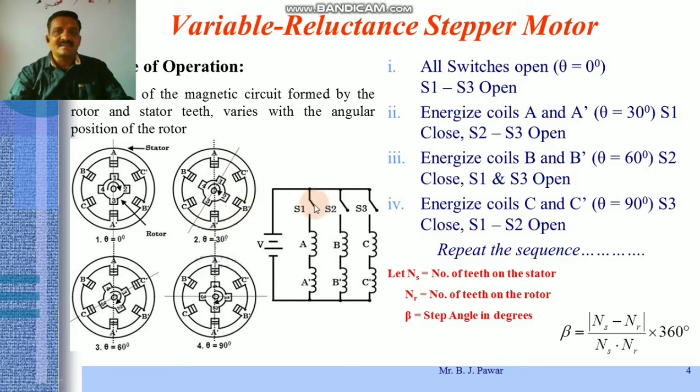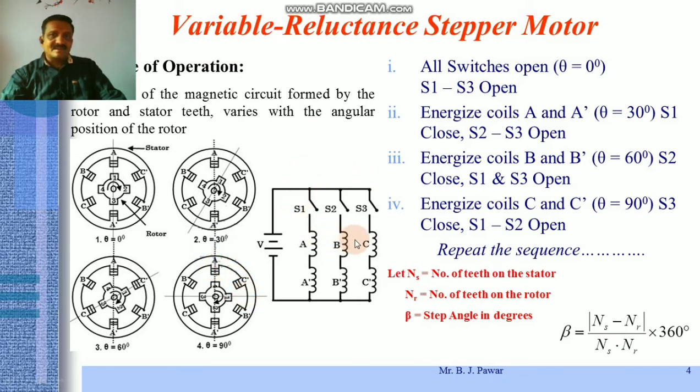Now in the next condition, keep S1 open and close S2. Next condition, that is S2 is closed, S1 and S3 are open. Again the rotation of the next 30 degree will occur, which is shown in the third diagram. The teeth 1 and 3 will now remain aligned with phase C and C dash as shown, by closing switch S2. And similarly, if S2 is open and S3 is closed, again there will be a rotation of this rotor by an extra 30 degrees, so that it will get shifted totally from 0 to 90 degree.